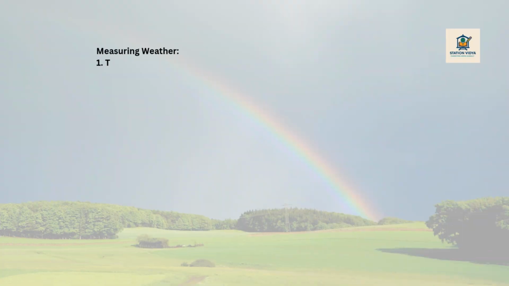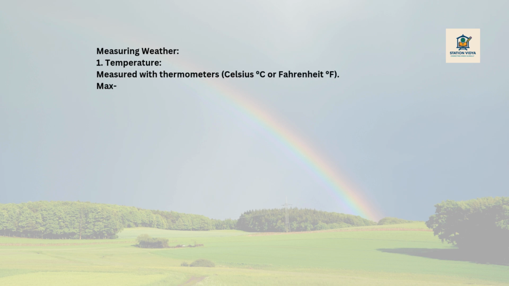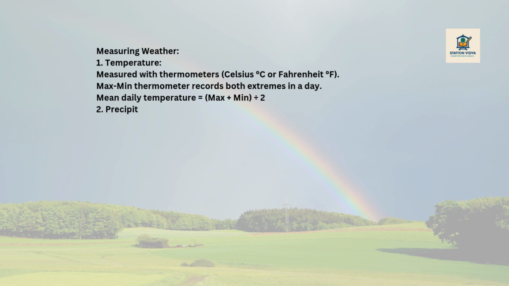Measuring weather. 1. Temperature. Measured with thermometers, in Celsius, degree C, or Fahrenheit, degree F. A max-min thermometer records both extremes in a day. Mean daily temperature equals max plus min, divided by 2. 2. Precipitation. Measured using a rain gauge. For example, 5 mm rain means 5 mm of water collected in the gauge.